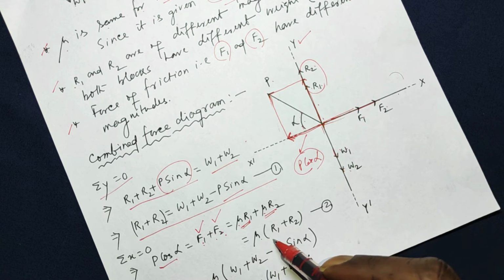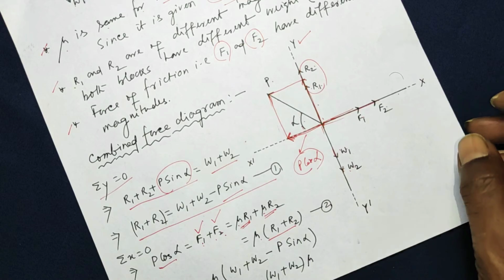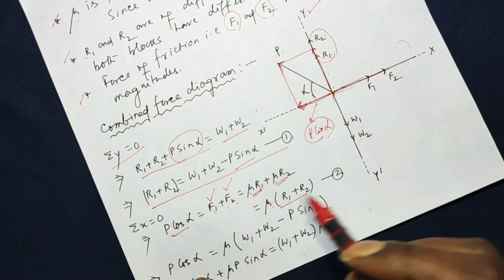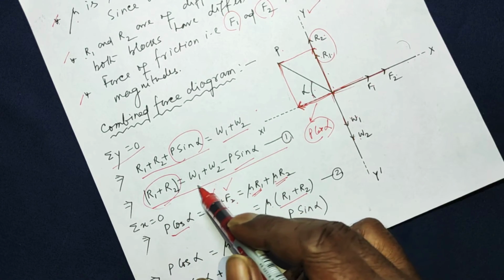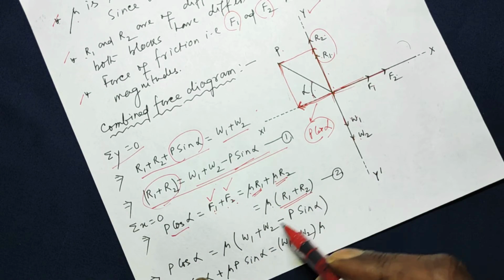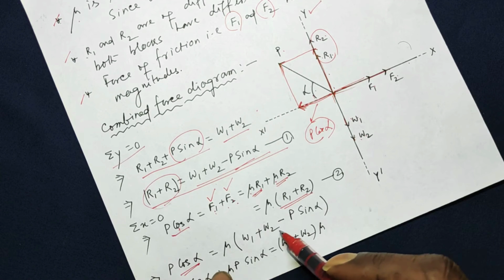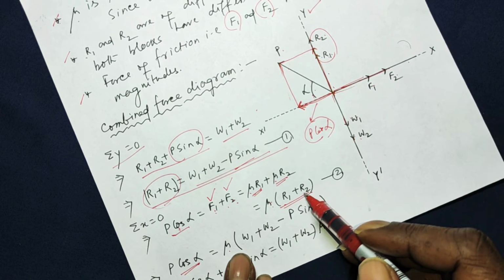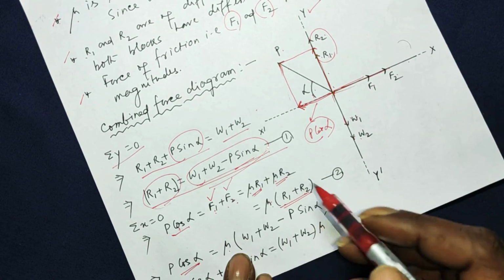So by taking mu common, you get R1 plus R2. Now what you have to do is put this value of R1 plus R2 from equation 1 here. So P cos alpha remains as P cos alpha, equals mu times, and for R1 plus R2, I substitute this value.